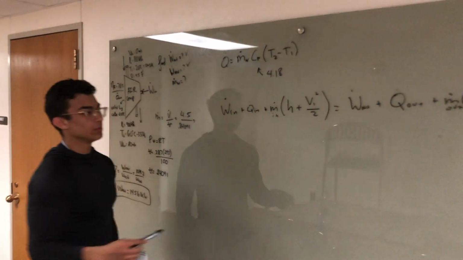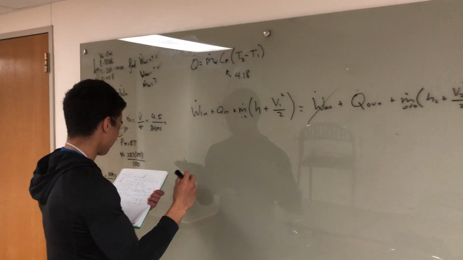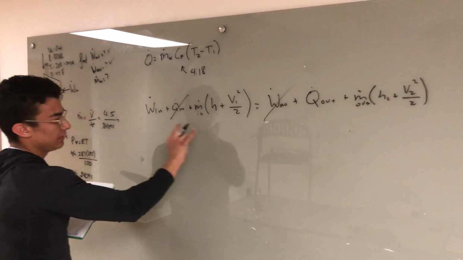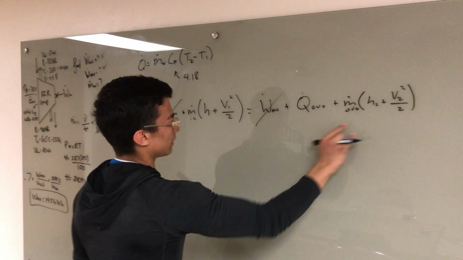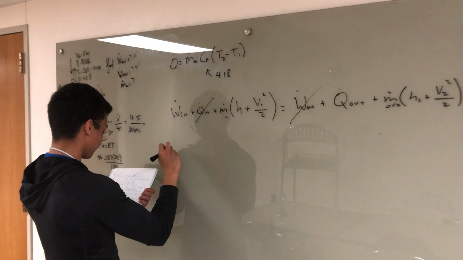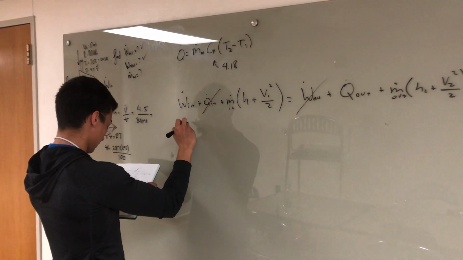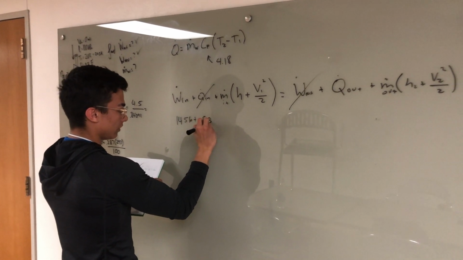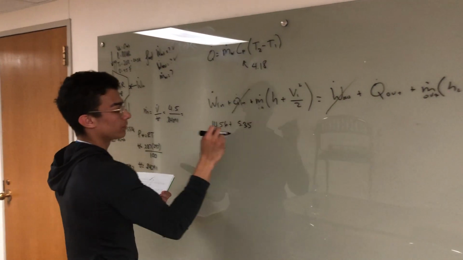This is the compressor. We're not going to be producing any work, so this goes away. We don't have any heat going into the system, so this goes away. So we're just left with the work in, and then the difference in the energies. Okay. So when you simplify this, this is going to become 1456 plus 5.35, because we're still dealing with the air. We're trying to find the heat of the compressor.